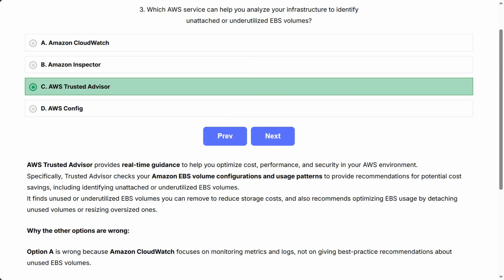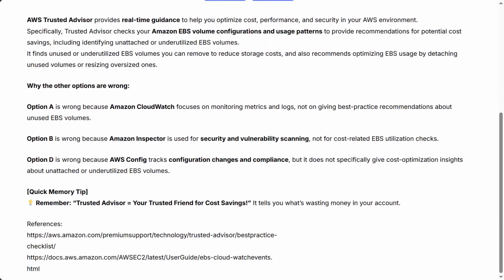It finds unused or underutilized EBS volumes you can remove to reduce storage costs, and also recommends optimizing EBS usage by detaching unused volumes or resizing oversized ones. Why the other options are wrong?